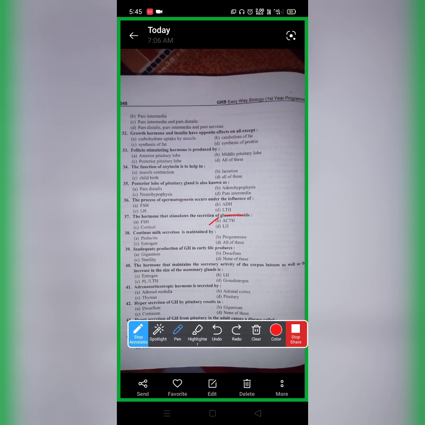Continuing, milk secretion is maintained by what? So what is the answer to this question? For milk secretion, you have to go with prolactin. For milk ejection, you are going to go with oxytocin.